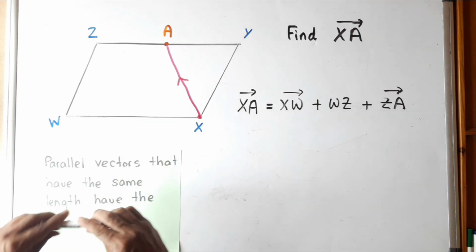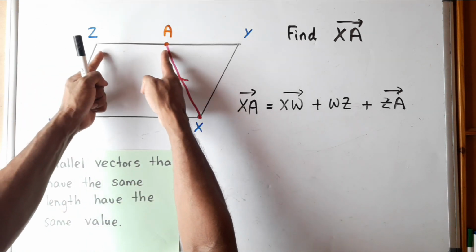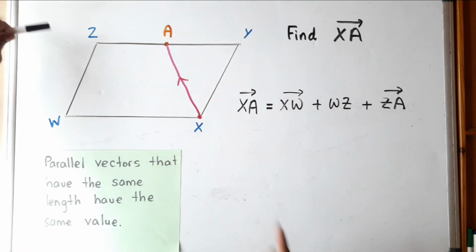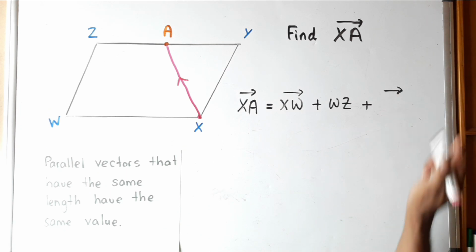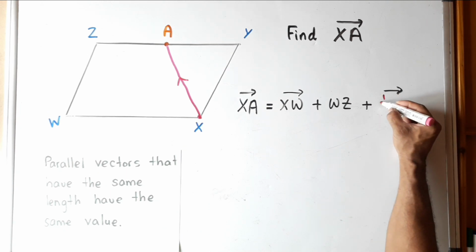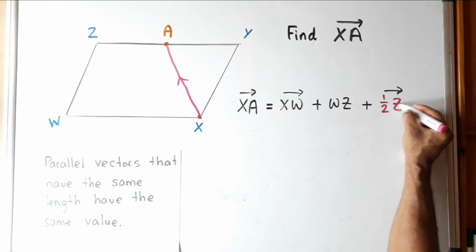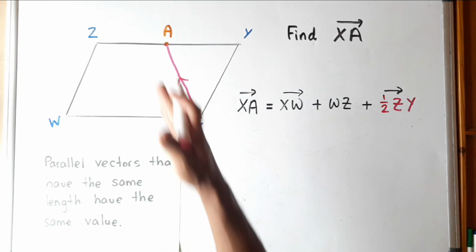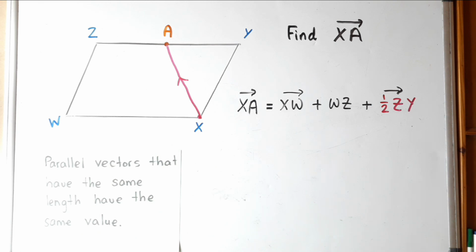Remember, if A is the midpoint, that means ZA is half of ZY in this direction. So if I erase the ZA and put half of ZY, that would be a potential correct answer for this question. Okay, I'm just going to play with it a little bit here.